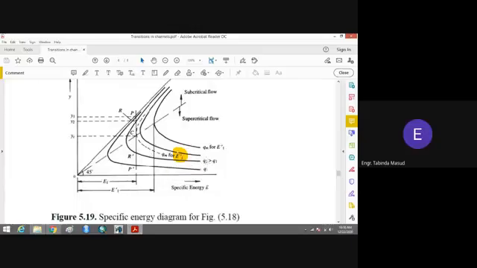where you can see Q2 is greater than Q1. Why? Because the discharge in a contracted section is greater than the discharge in a channel. So you will get this specific energy diagram, and now we have this depth of the flow, that is Y2. And this is what we are saying. You can see that Y1 is greater than Y2.